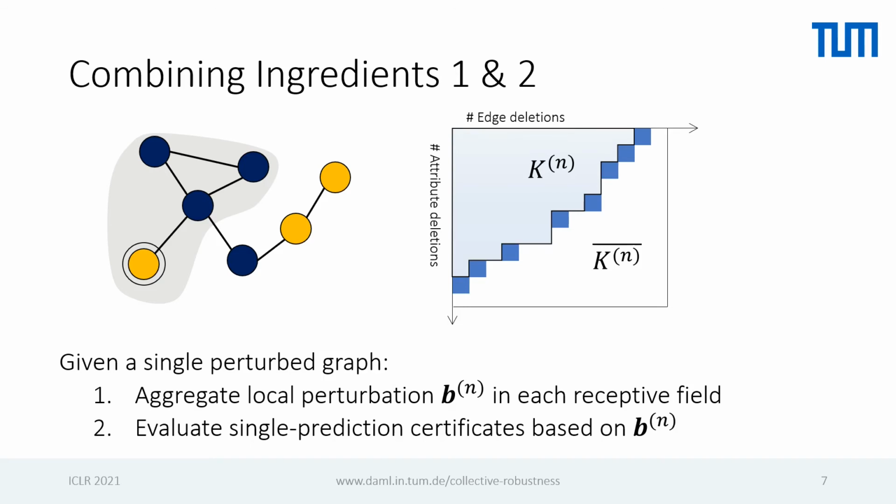Thanks to locality, we can certify robustness for a single particular attacked graph by aggregating the amount of local perturbation within each receptive field and then evaluating the base certificates, the single prediction certificates, based only on this local amount of perturbation. Now, of course, typically you're not interested in a single attack graph, but in a whole set, a whole threat model. For this, we can formulate an optimization problem in which we're looking for the worst case graph from some large threat model B. Thanks to our linear encoding, this can be formulated as a linear program which can be efficiently solved.